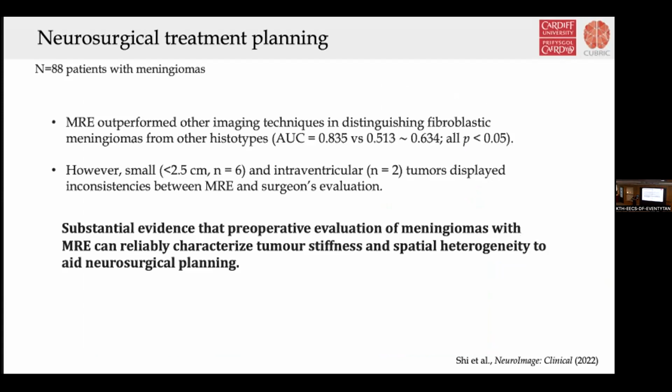So MRE did outperform other imaging techniques in distinguishing fibroblastic meningiomas from other histotypes, but there was a problem with very small tumours, where there were inconsistencies. But overall, there is substantial evidence that this preoperative evaluation with MRE can characterise spatial heterogeneity in tumours.